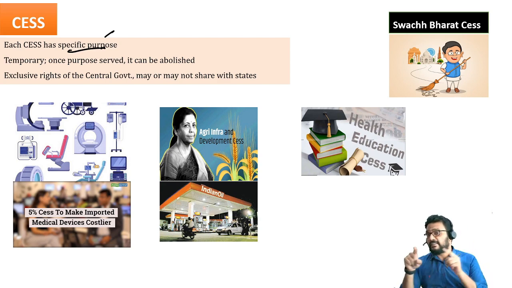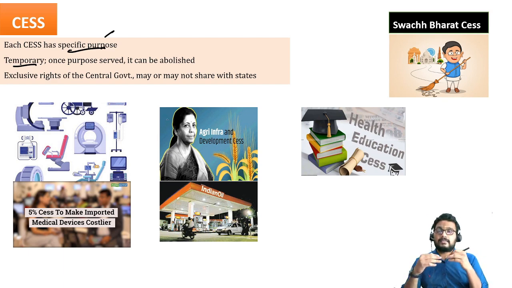But if you levy a surcharge, you can use it for any purpose, like a general tax. But cess, you have come with an intention, so you apply cess only for that intention, and you will utilize cess only for that purpose. That means cess is temporary, because once your purpose is met, you are going to abolish it. You can easily abolish it only when your purpose is served.